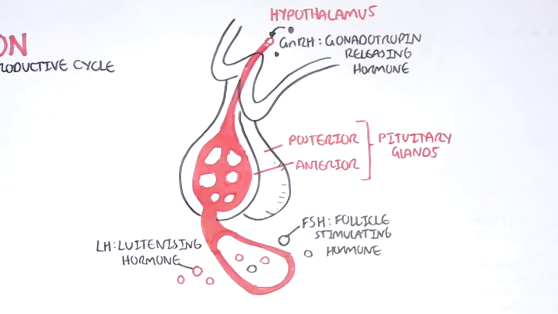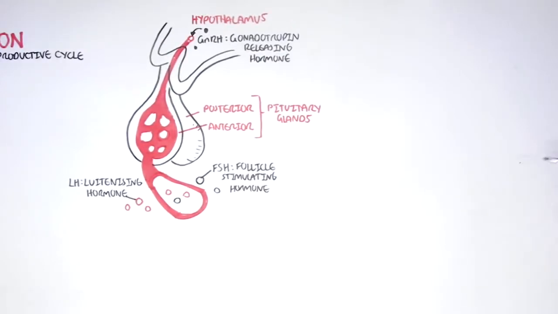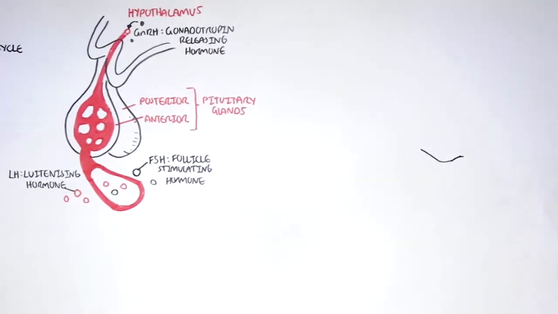Please note that in males, this same process also occurs. Males also produce gonadotropin releasing hormone, which will cause the anterior pituitary to release luteinizing hormone and follicle stimulating hormone. So what will these hormones do in the female body? Well, these hormones will travel to the female ovaries, where the female eggs are produced.